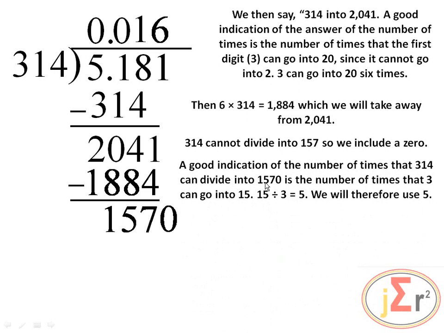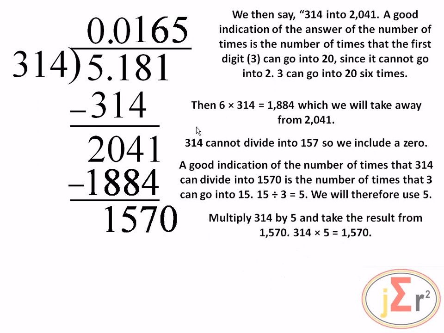1570 is the number of times that 3 can go into 15, because we're sure it cannot go into 1. 3 into 15, how many times? 5. So we say 5. And then when we multiply 5 by 314, the result is 1570, and we will subtract that from 1570. 0. We are done. Very nice.